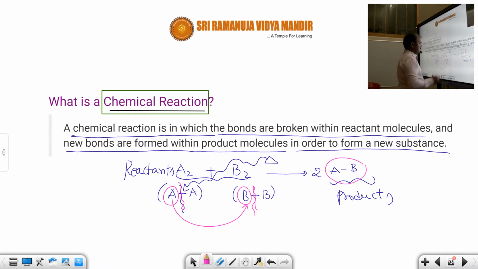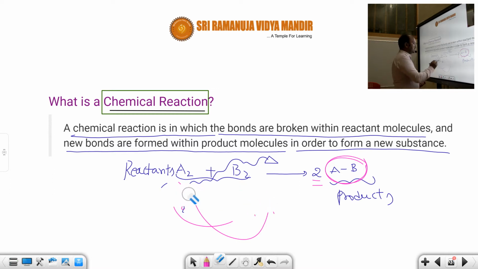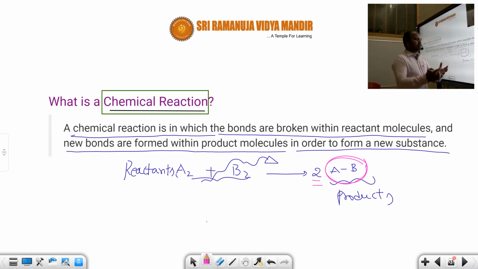What will be formed? AB. Another A and another B combine, and AB will be formed. So two molecules of AB will be formed. So A2 and B2 are the reactants which have old bonds. When these absorb a certain amount of energy, either heat energy, light energy or electrical energy, the old bonds are broken and new bonds are made simultaneously. That is the breaking and making of bonds simultaneously. Where does the bond breaking take place? On the reactant side. Where are the new bonds formed? On the product side. This is the original substance.